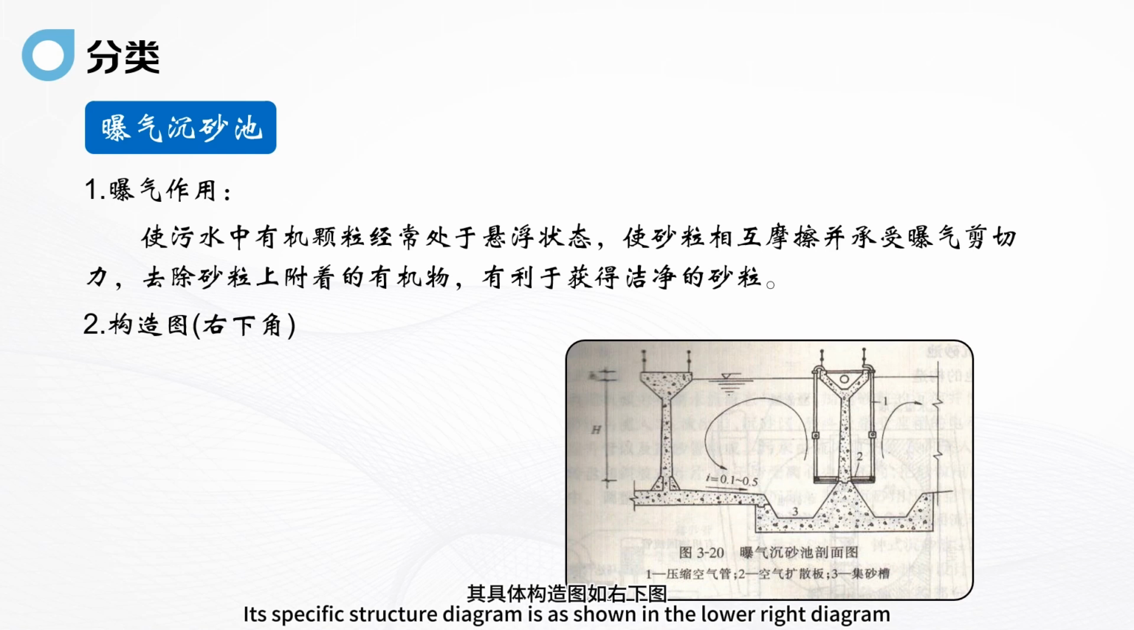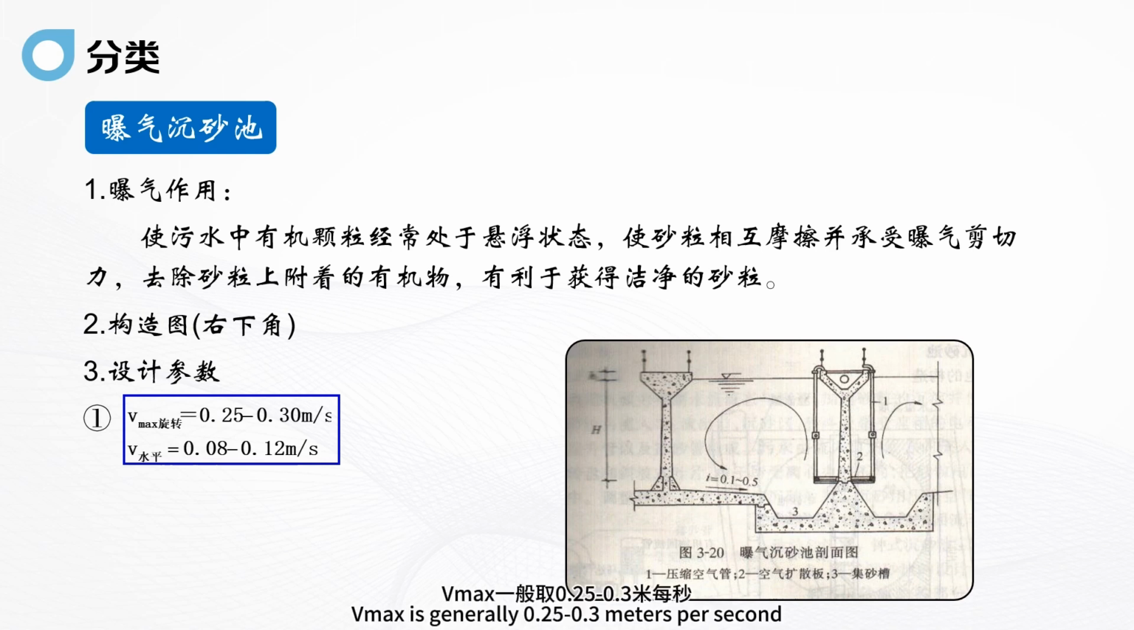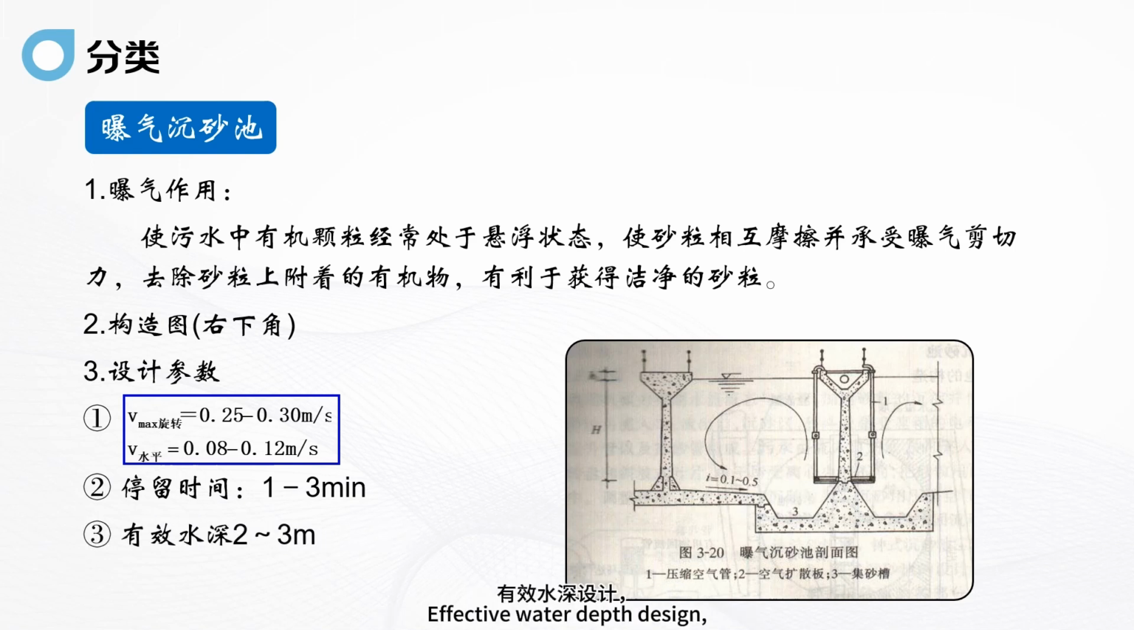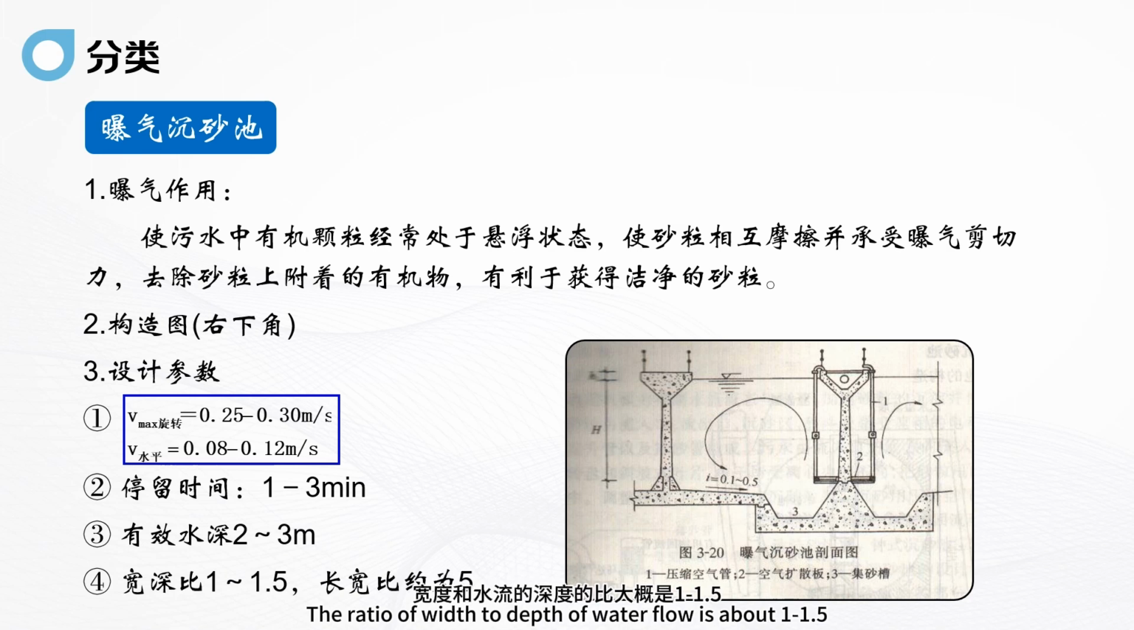Its specific structure diagram is as shown in the lower right diagram. Design parameters. Vmax is generally 0.25 to 0.3 meters per second. Horizontal velocity generally should be 0.08 to 0.12 meters per second. Residence time of the aeration grit chamber usually takes 1 to 3 minutes. Effective water depth is generally designed at 2 to 3 meters, not too deep. Width-depth ratio: the ratio of width to depth of water flow is about 1:1.5. And the ratio of length to width is about 5.